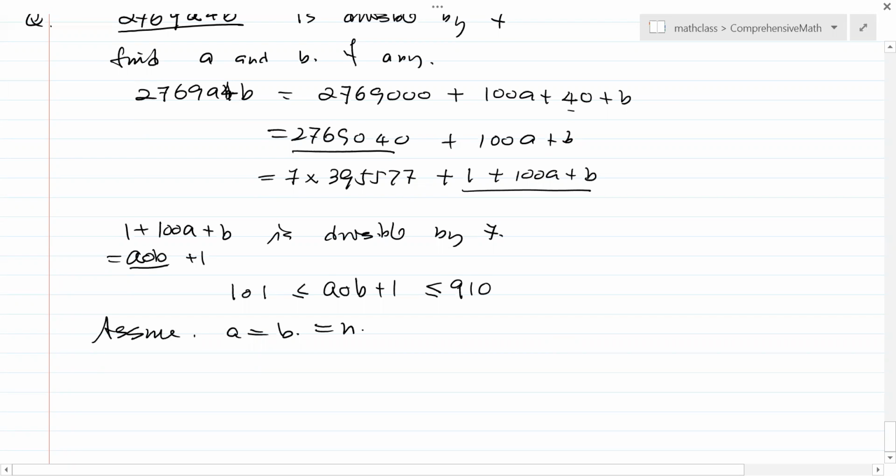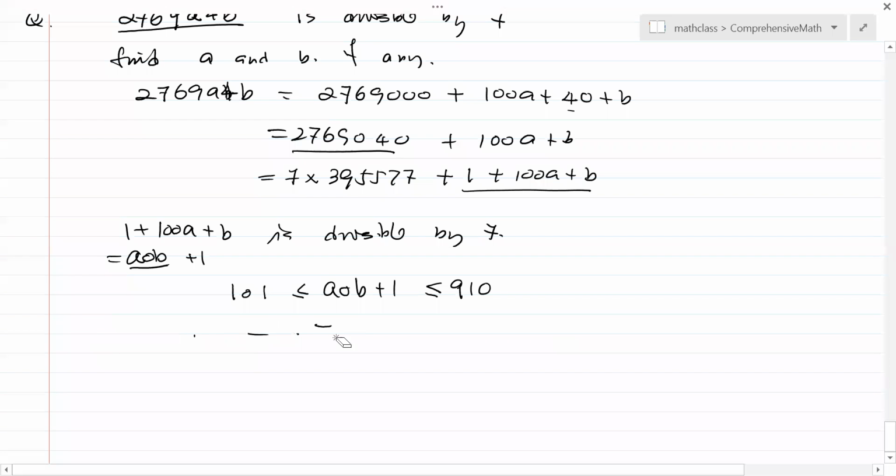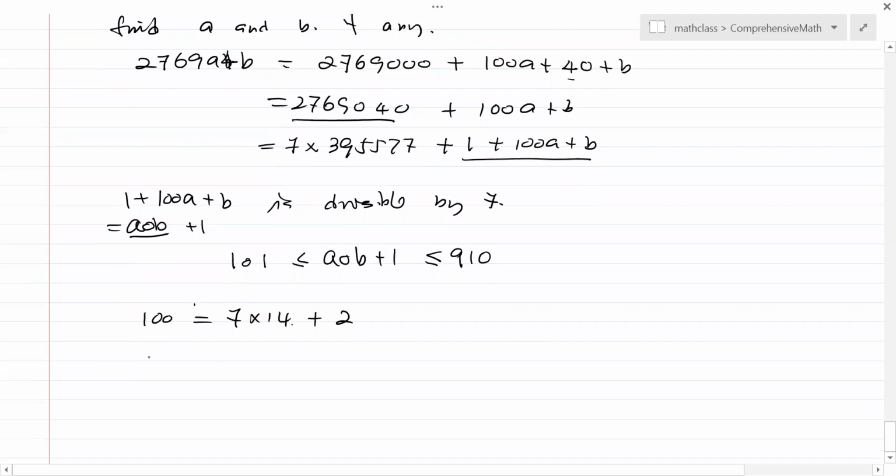Oh, I got an idea. We can probably get all of them. How do you do that? 100 is still too large, right? But you can divide by 7. 100 divided by 7, what is the remainder? 7 times 14 is 98, so the remainder is 2. Great.